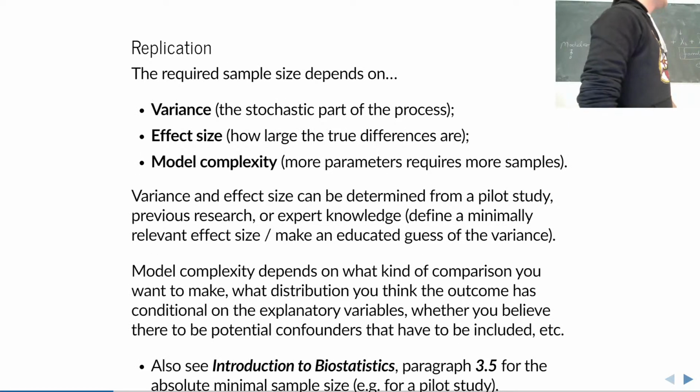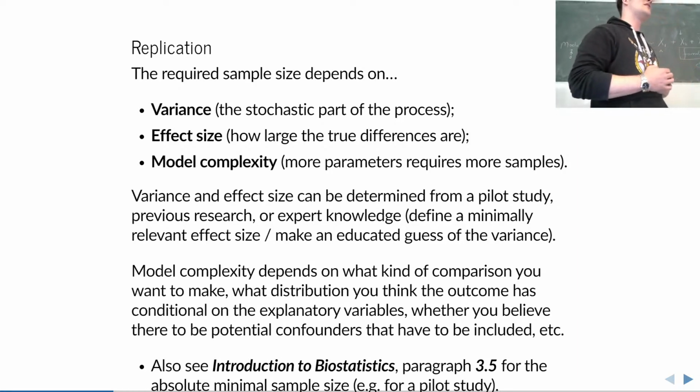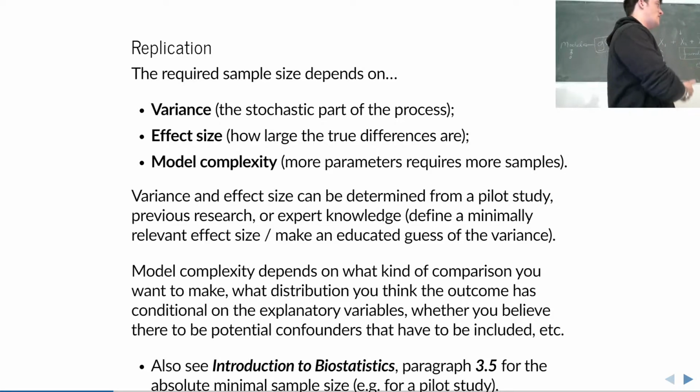I've also written about this a bit more in depth in Introduction to Biostatistics. If you don't know any of these parameters, you cannot estimate them, you cannot get a reasonable guess, then what you should really do is a pilot study. For that, you can determine the minimal sample size and then see, okay, is that something I can do within the time I have? Can I add a few maybe? And then you can get started at least.